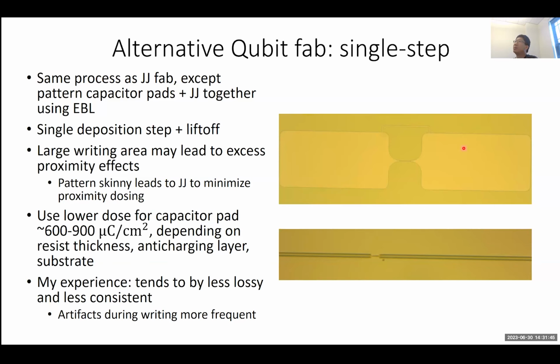Oftentimes when I want to make these devices, we can make multiple devices on one wafer, and oftentimes we can just incorporate our dose testing or dose arrays on the same wafer. So for example, if I only need one working device on a 4-inch wafer, I can make 15, 20 devices and pattern each one with a different junction area. And I just pick the one that works and we go with it. So in that case, I only need to do this once in order to get a working device.